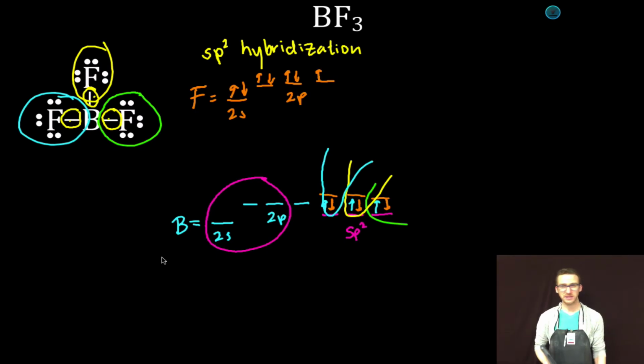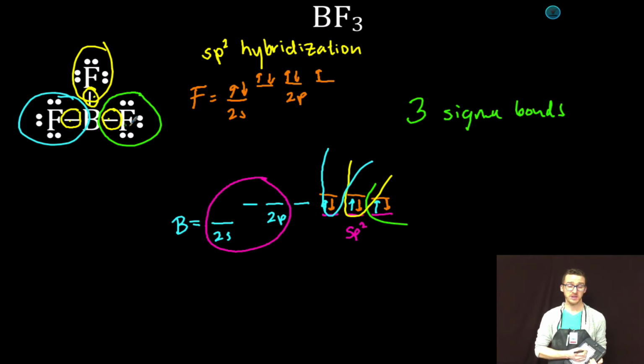All right, so I want to come back to these three examples just to quickly identify the number of sigma bonds and the number of pi bonds involved in each of them. For BF3, we have 3 single bonds, which means that we have 3 sigma bonds. The orbitals in each of these bonds are overlapping end to end. We don't have any double or triple bonds, so we don't have any pi bonds.